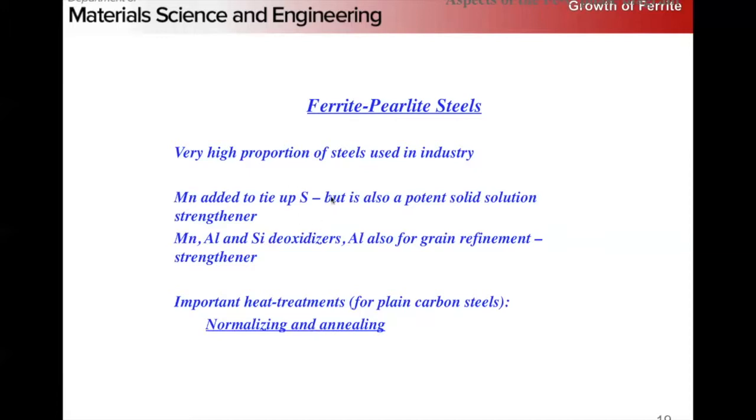Manganese is added to tie up sulfur, which leads to a whole host of unwanted properties. But it also is a very potent solid solution strengthener, right? And manganese, aluminum, and silicon are also deoxidizers, right? They form intermetallics with the oxide, take it out, and aluminum is also a grain refiner and strengthener. And there's two important heat treatments for these plain carbon perlitic steels: normalizing heat treatment and an annealing heat treatment.